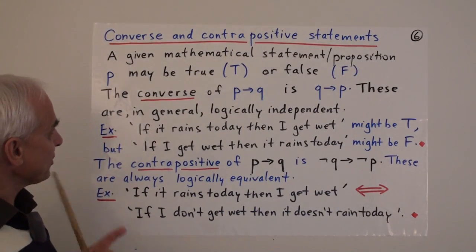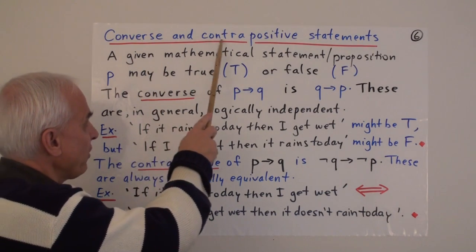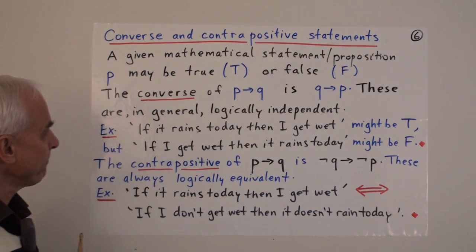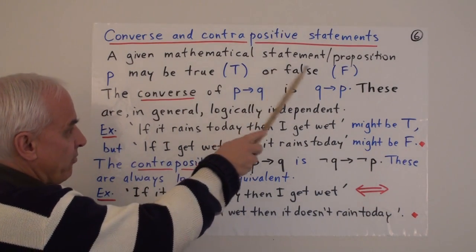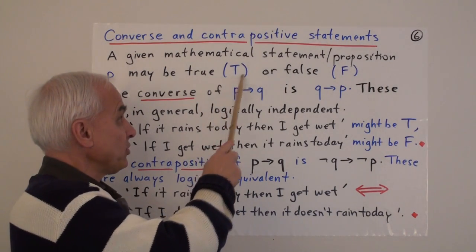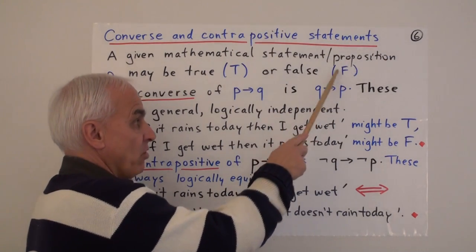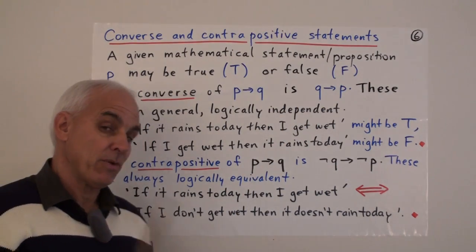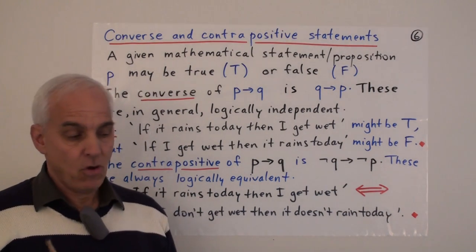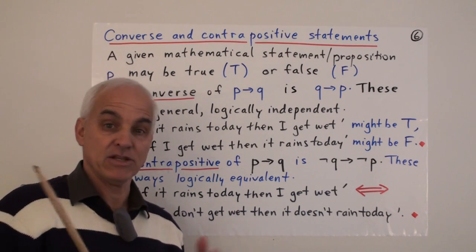Okay, so there's another interesting topic having to do with statements, and that's understanding the difference between the converse and the contrapositive of a statement or proposition. So a given mathematical statement or proposition, say P, in practice it may be true, which is usually denoted by capital T, or it might be false, which is usually denoted by capital F. So when we write down a statement, P, it might be true, or it might be false, or maybe it's ambiguous in some sense. Maybe it's not clear whether it's true or false, or it depends on something else.